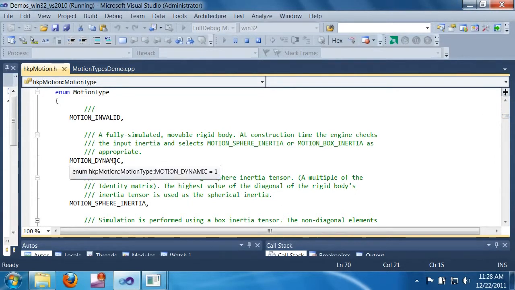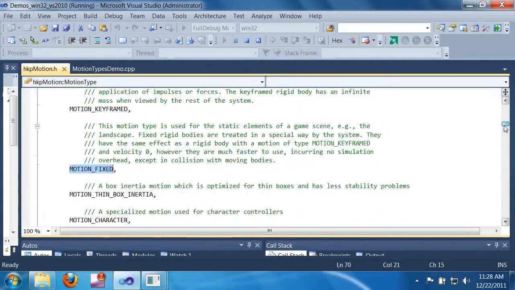Motion dynamic creates a regular moving body. It can move around and be pushed by collisions and constraints. And dynamic is the default, so if you don't explicitly set a motion type, this is what you get. Motion fixed creates a body that can't move at all, so it doesn't even get integrated. And motion keyframed is kind of in between. It does get integrated, so you can set its velocity and it will move, but it's not affected by collisions. So in this sense, you can think of both keyframed and fixed bodies as being objects of infinite mass.